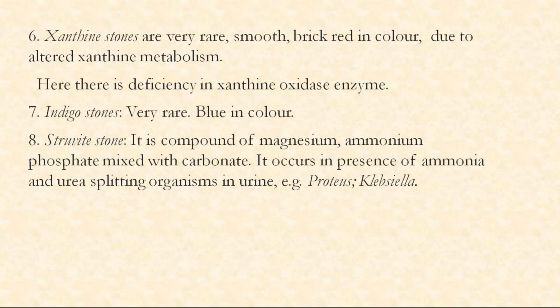So there is an alteration of xanthine metabolism, and xanthine stones can be seen. They are red in color. This is due to xanthine oxidase enzyme deficiency. Whenever xanthine oxidase enzyme is deficient in xanthine metabolism, it may produce these xanthine stones. They are brick red in color. Next, indigo stones. They are blue in color. Indigo means blue, so you can easily remember. Indigo stones are blue in color.